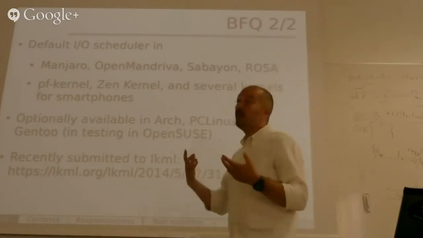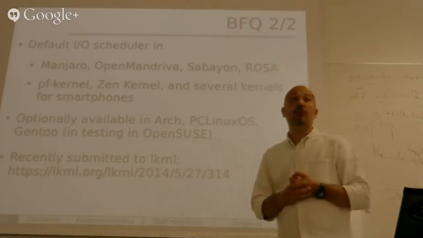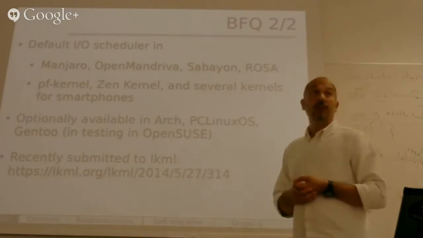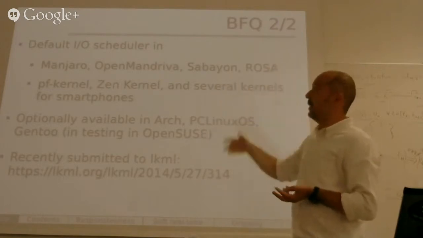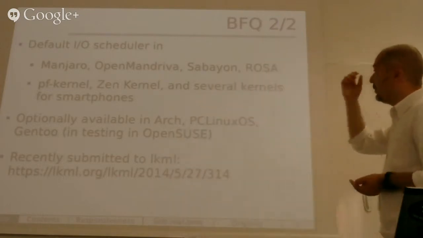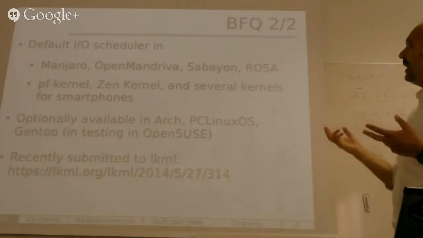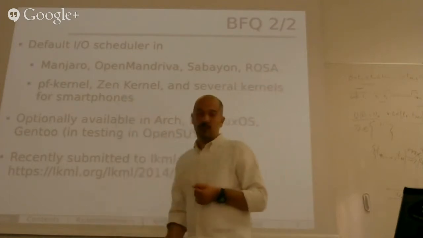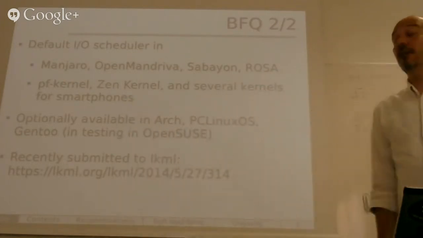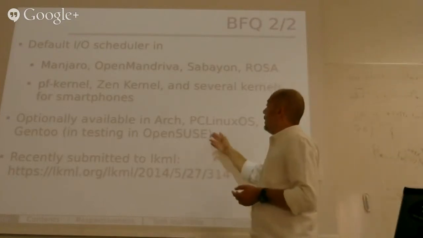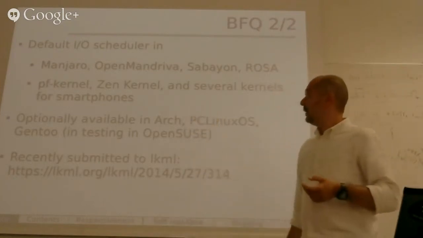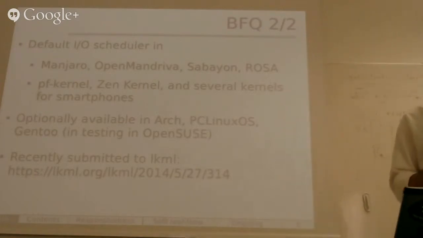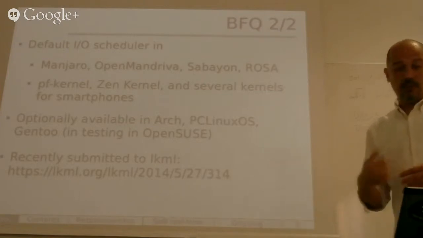Over the years, several distributions started to use BFQ. Some of them use it as the default I/O scheduler, like Manjaro and OpenMandriva, the ones that you can see. This also happened with some kernel variants. Other kernels for smartphones are also using BFQ as the default scheduler. It's also available optionally in other distributions. And about 10 days ago, I submitted it to the mailing list.